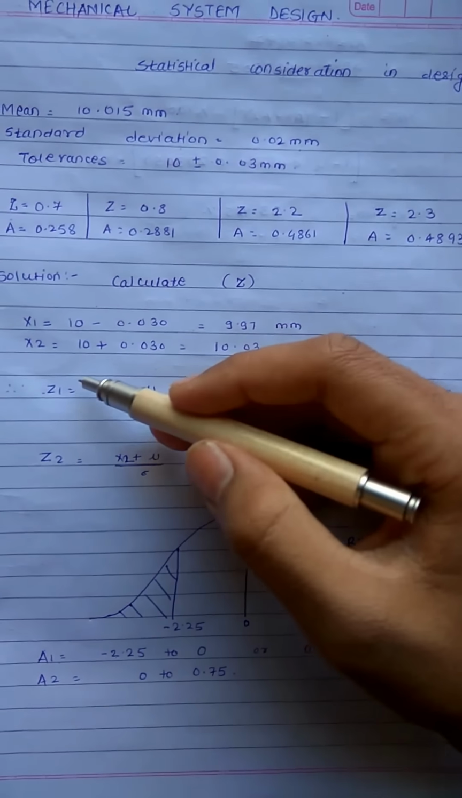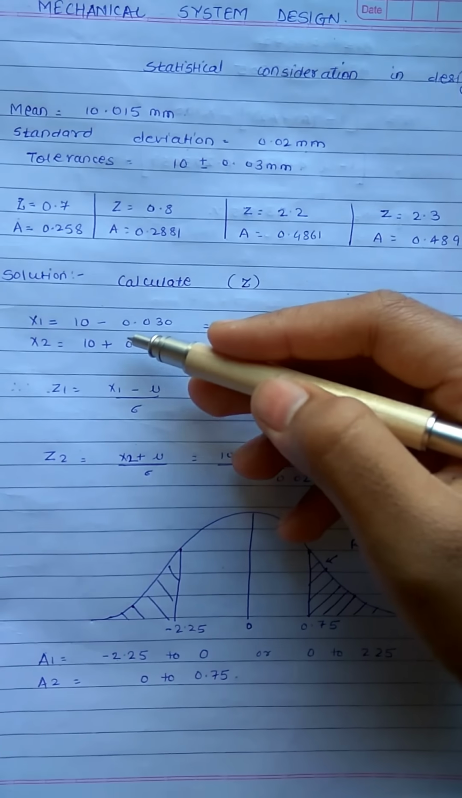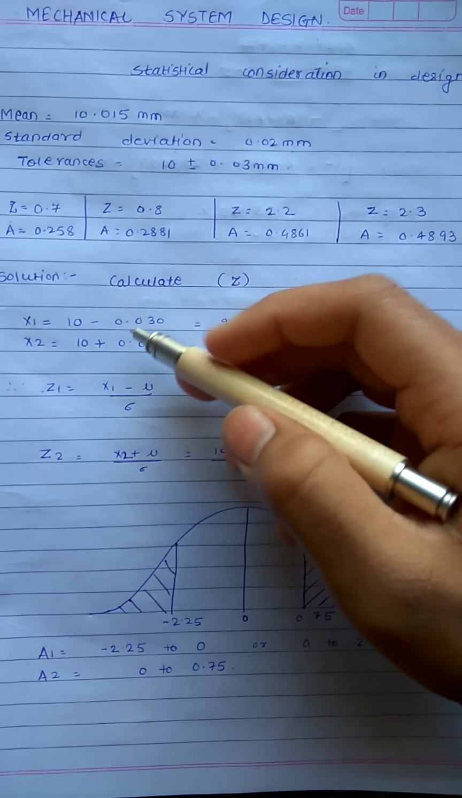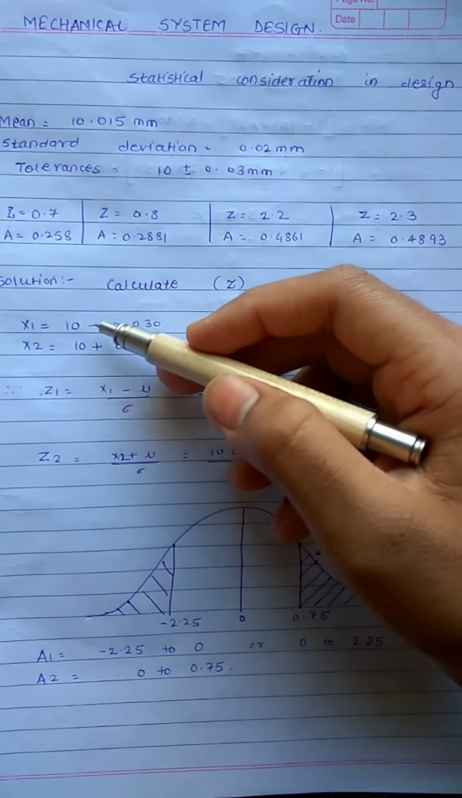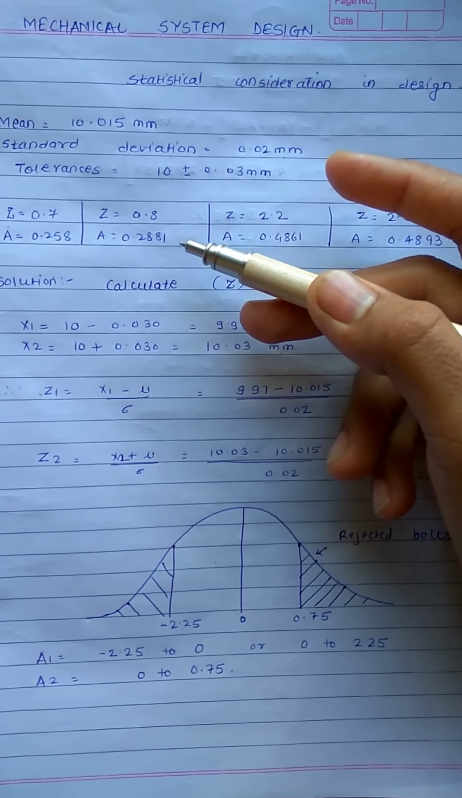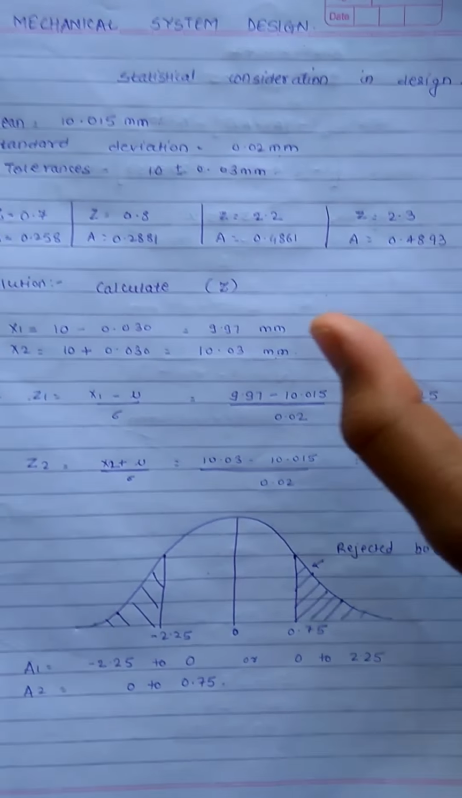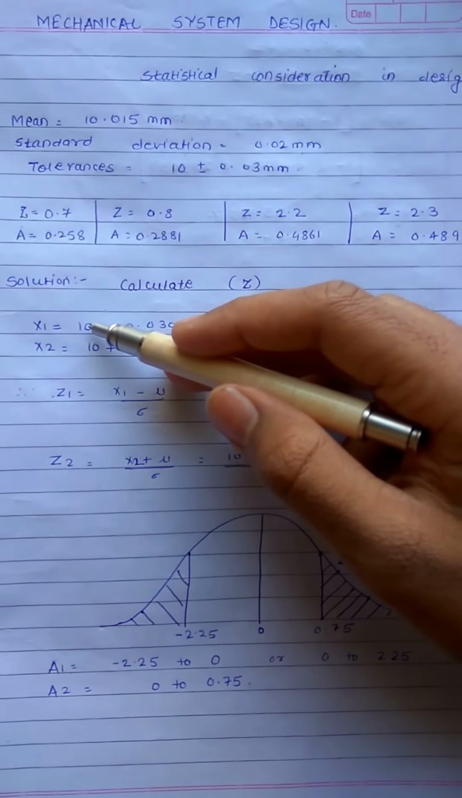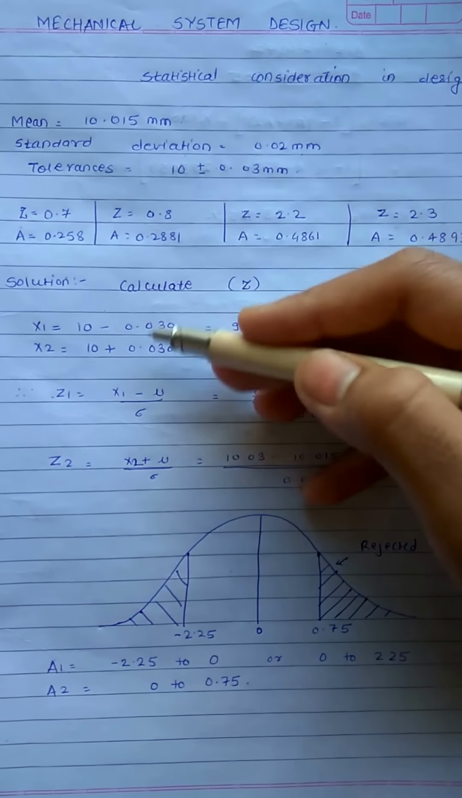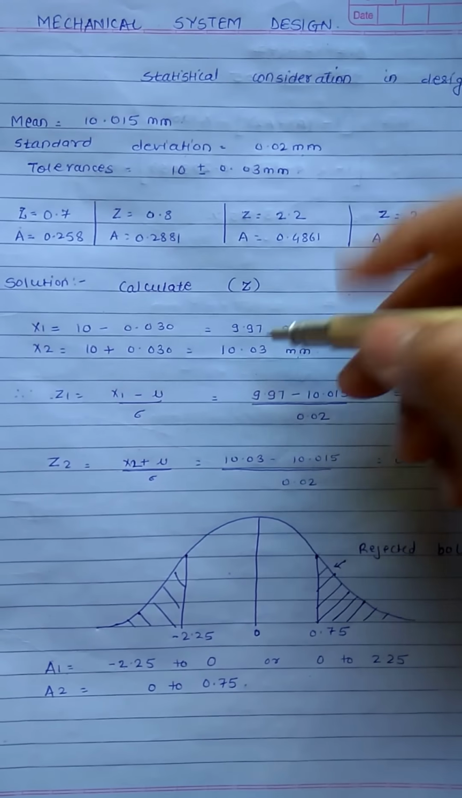So let's see how to solve. What you first do is calculate x1 and x2. x1 will be upper limit of the tolerances and x2 will be the lower limit of the tolerance provided. Now calculating x1 and x2, you can also reverse the procedure. If you want plus sign to be on x1 and minus sign to be on x2, you can do that, no problem. In the end it is going to be added, so it will all be the same. 10 minus 0.03 and 10 plus 0.03. So we will be getting two dimensions. One will be x1, one will be x2.